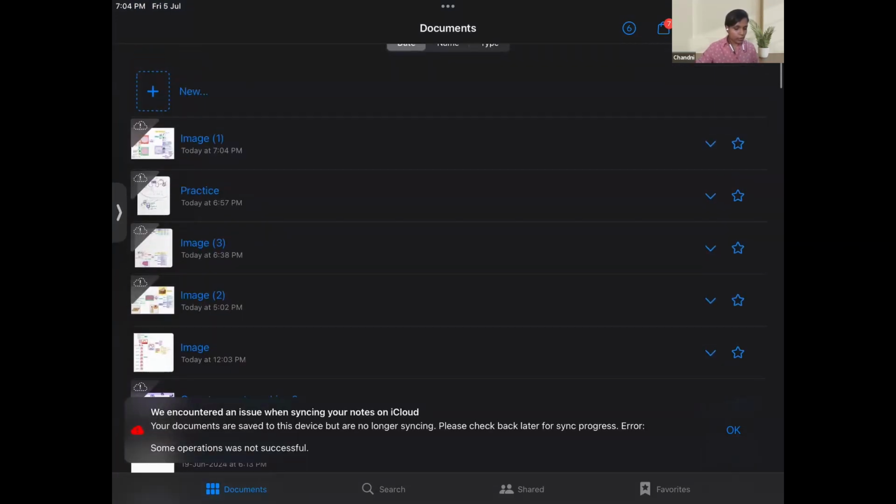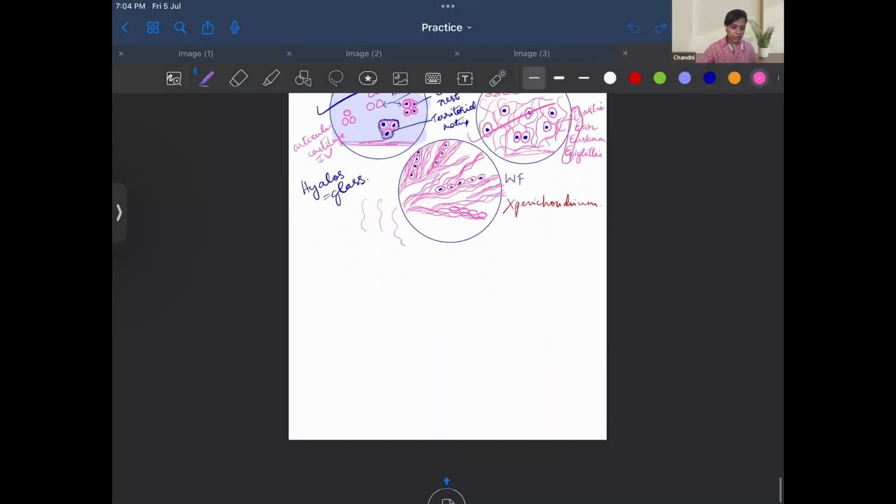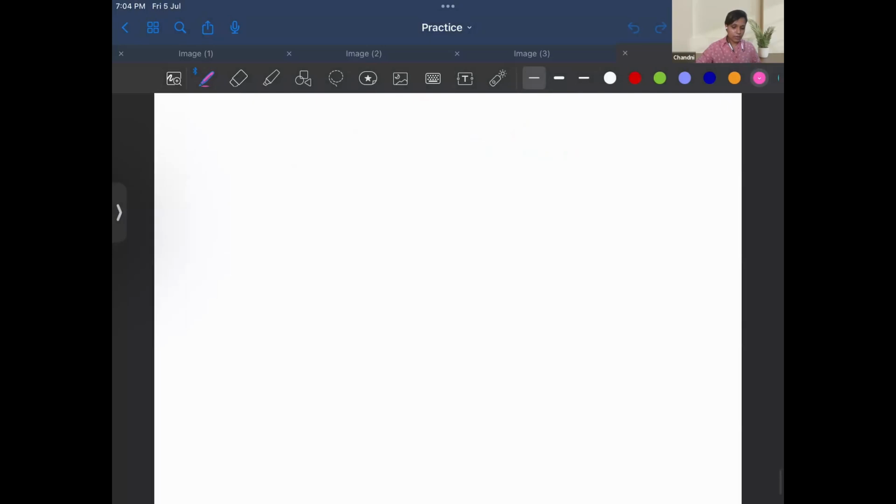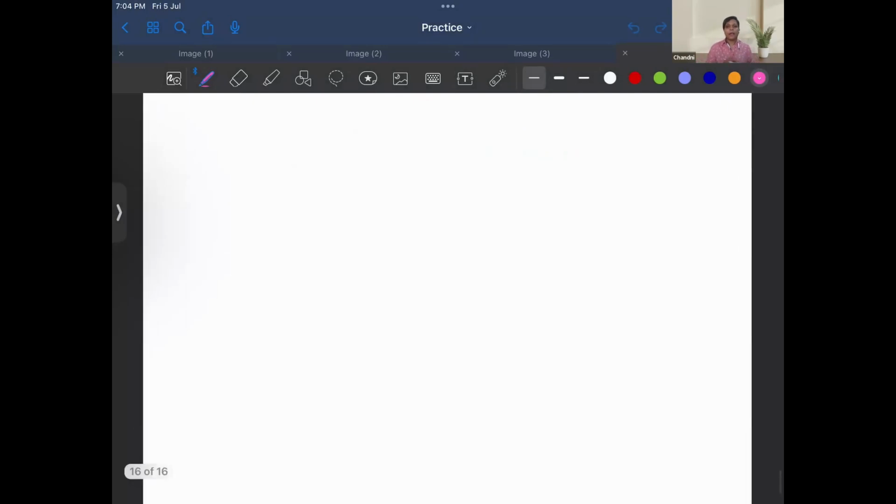Next, we're going to bone. This is the last one of today. Okay. Bone. Bone is also connective tissue. Bone is the hardest connective tissue, the most rigid connective tissue, right?